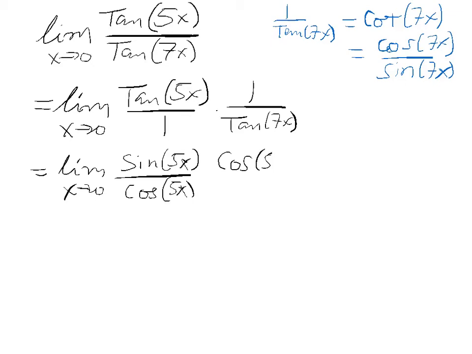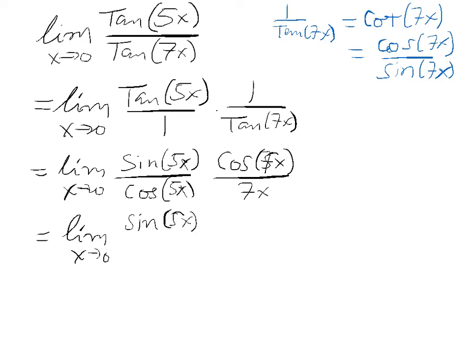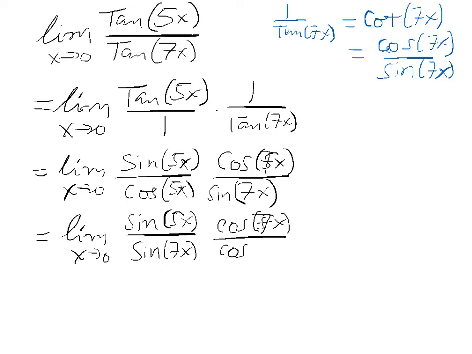So I have cosine of 7x over sine 7x. And then you can see I'm going to turn this into our previous example. I have sine 5x over, this is supposed to be a sine 7x, my mistake. Sine 7x, and then I have a cosine of 7x over a cosine of 5x. All right, and then the limit of a product is the product of the limits.